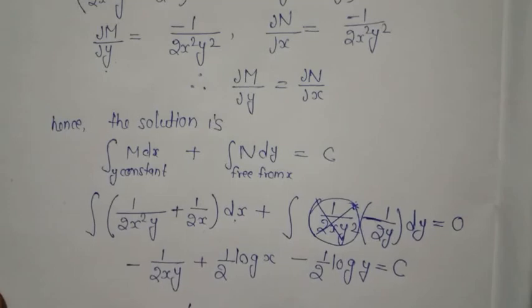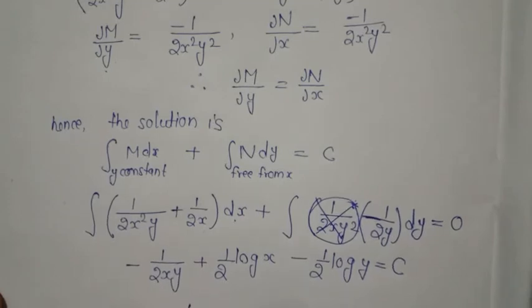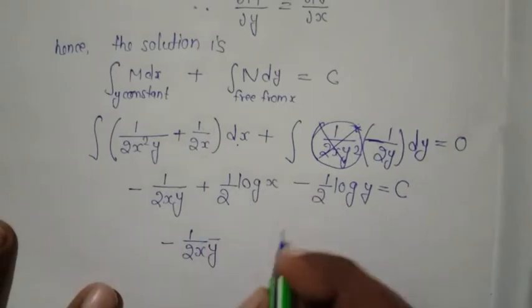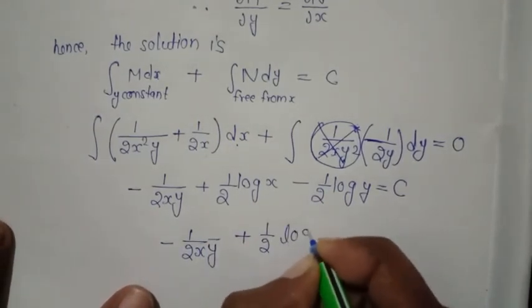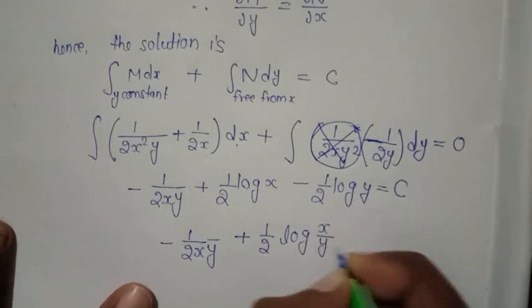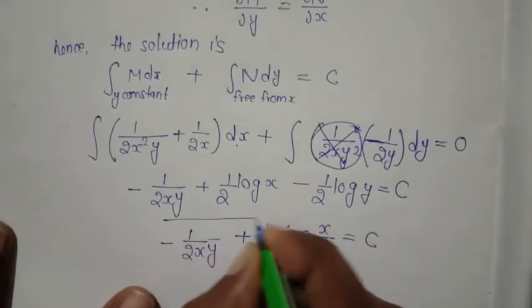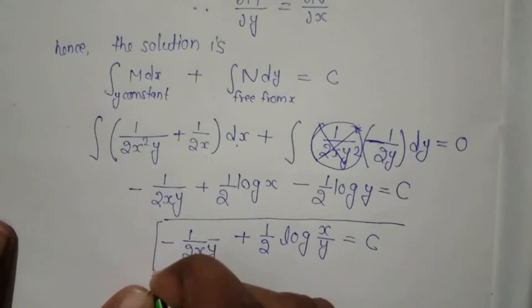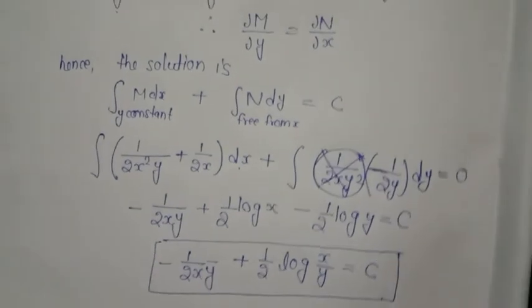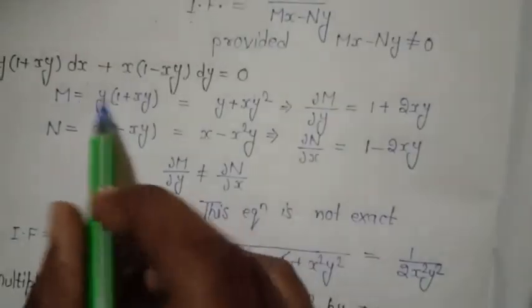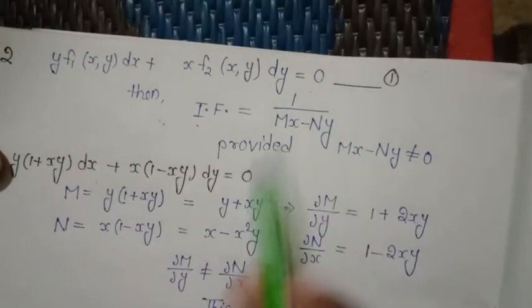If I solve it and use the property of log, then what I get? 1 by 2 log of (x by y) is equal to c. So this was the method to solve a differential equation which is not exact and given in this form. Then we can solve it by this method.